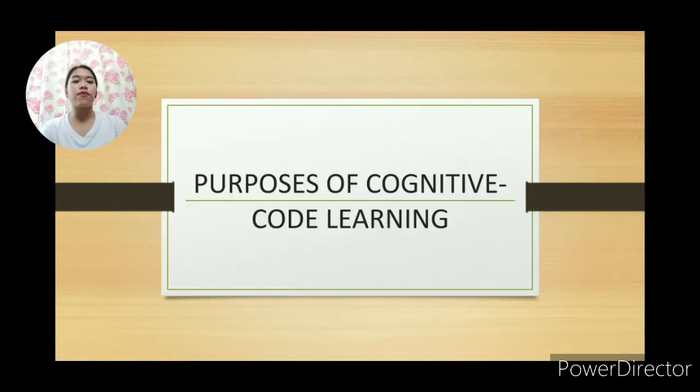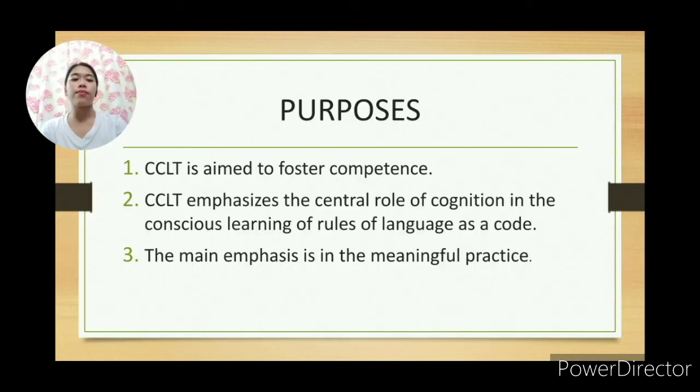Next one, purposes of cognitive code learning. CCLT is aimed to foster competence. CCLT emphasizes the central role of cognition in the conscious learning of rules of language as a code. The main emphasis is in the meaningful practice.